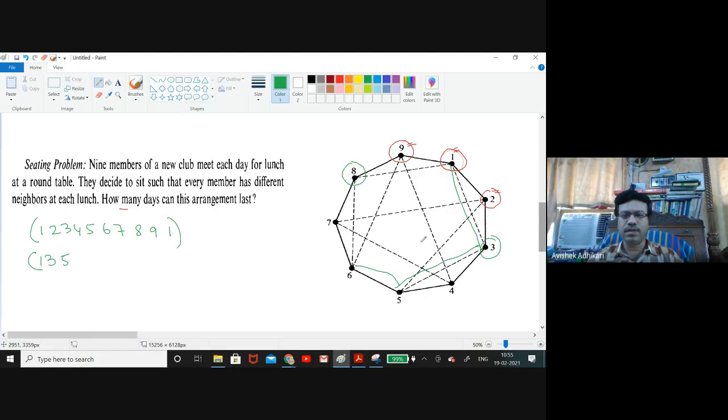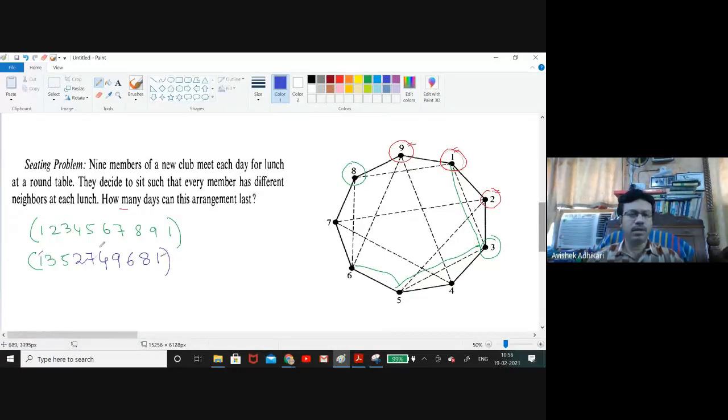Okay, let's move through this. So 1 goes to 3, 3 goes to 5, then 5 goes to 2, and from 2 to 7, and then from 7 to 4, and then 4 to 9, and 9 to 6, and then 6 to 8, and then 8 to 1. So now you can see that it starts from 1 and it ends at 1.